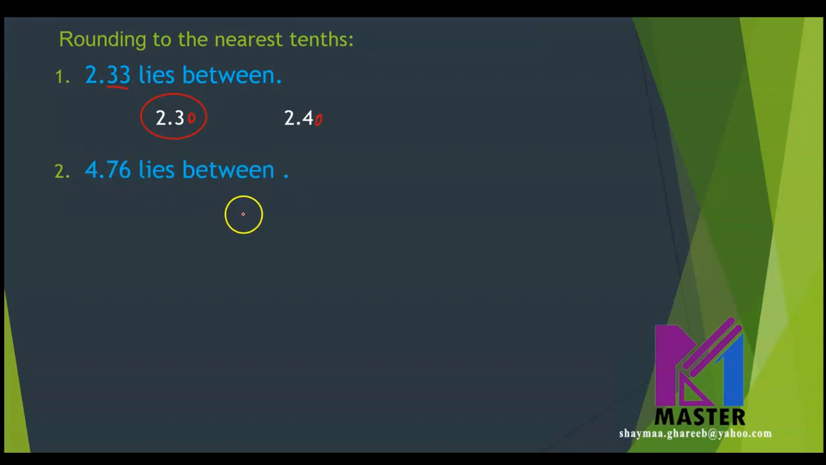4.76 lies between which two numbers? What do you think? 4.7 and 4.8. What do you think? Is 76 hundredths closer to the 70 hundredths or to the 80 hundredths? It's closer to 80 hundredths than 70, of course, which means it will be rounded up. So in this case, I'm going to choose 4.8 because 4.76 is closer to 4.8 than 4.7.